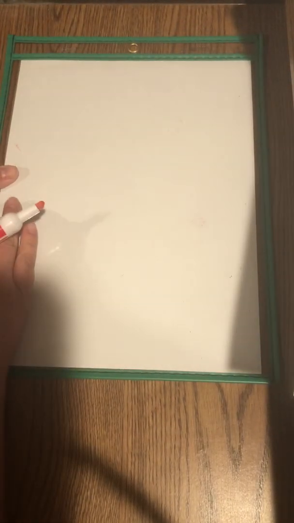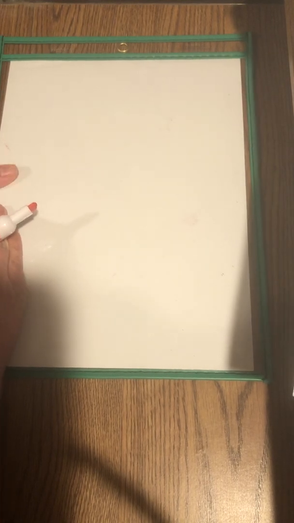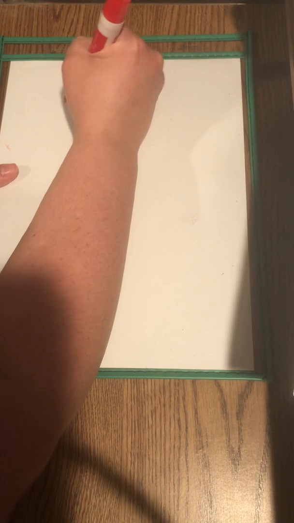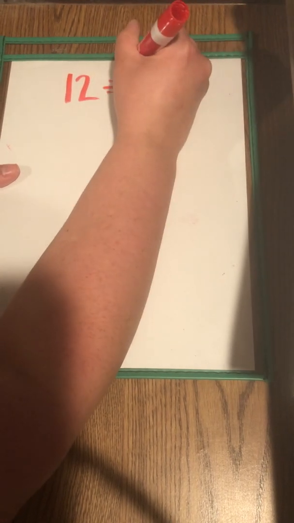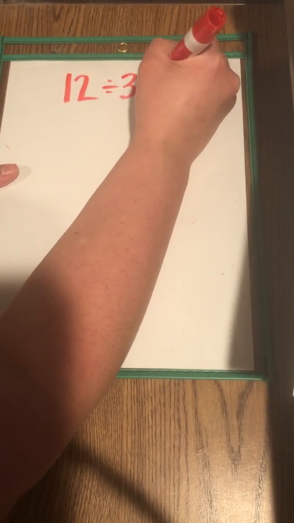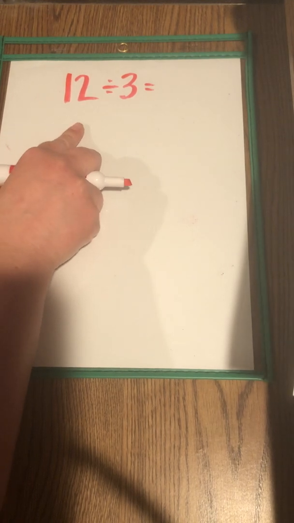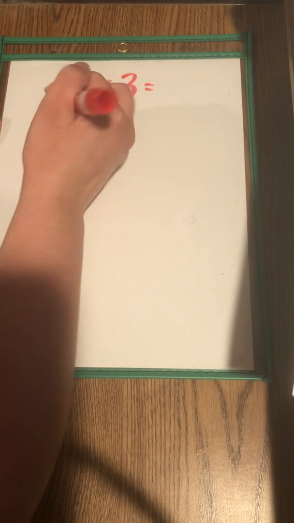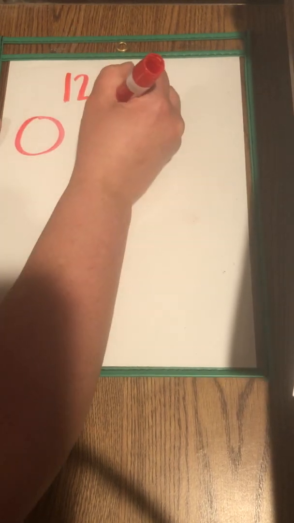Okay, this one is a division by 3 and by 4. Might have just given you the answer. Okay, 12 divided by 3. So I have 12 cookies. I'm dividing them between how many plates equally? 3. So I'm going to draw 3 circles.